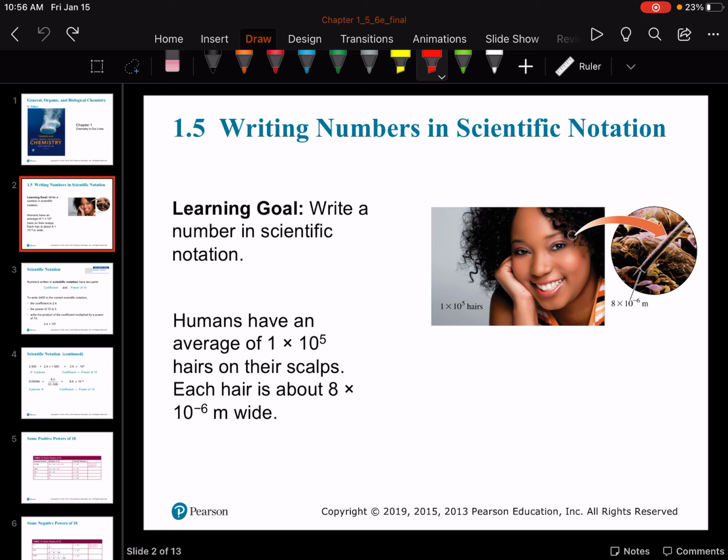Okay, so in this last section, we are going to talk about writing numbers in scientific notation. This is our learning goal, writing numbers in scientific notation. It's our last key math skill for this chapter. And we're going to start out by pointing out a couple of sort of interesting things.